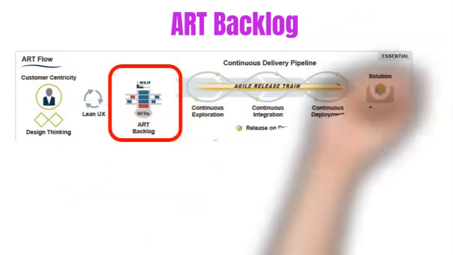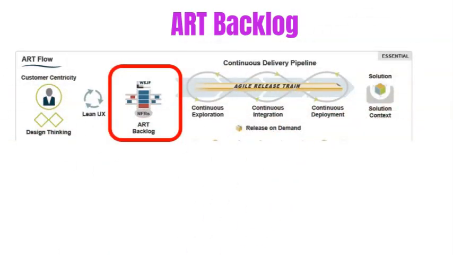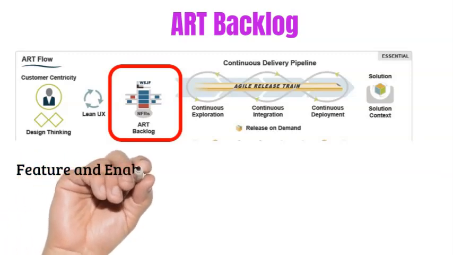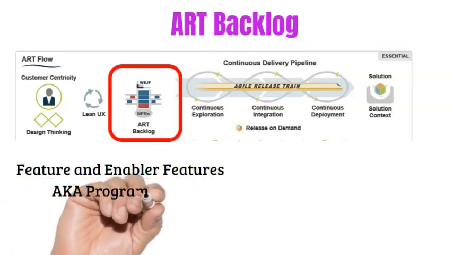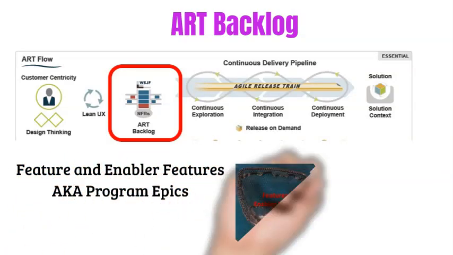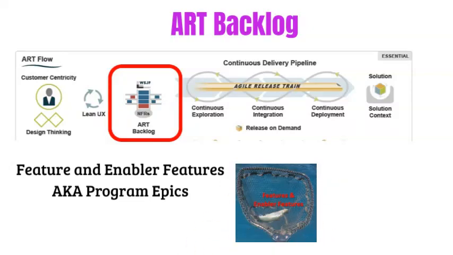And next come the features, then enabler features. They go into a backlog called the ART backlog, the Agile Release Train backlog. So I'm changing the fish net one more time. I'm looking for a different type of fish now: features and enabler features. This subset of the big product backlog is called the ART backlog. The ART backlog is at the essential level, owned by the product manager.